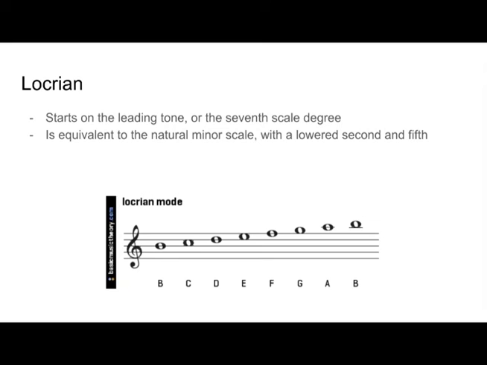The final mode is the Locrian mode. It begins on the 7th scale degree. It is the same as a minor scale with the addition of a lowered 2nd and 5th. This mode rarely sees usage due to the many alterations, but it does have some place in half diminished and fully diminished 7th chords.